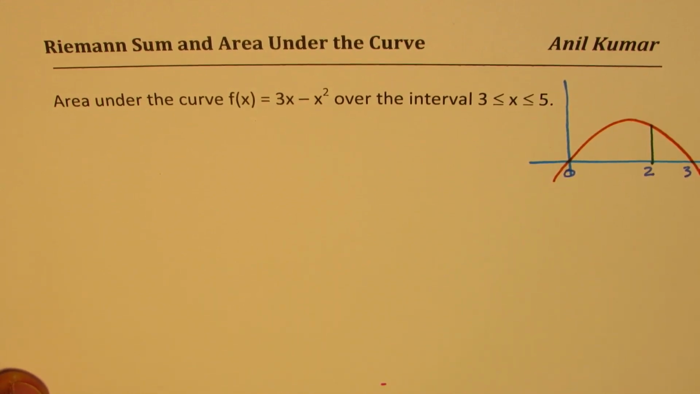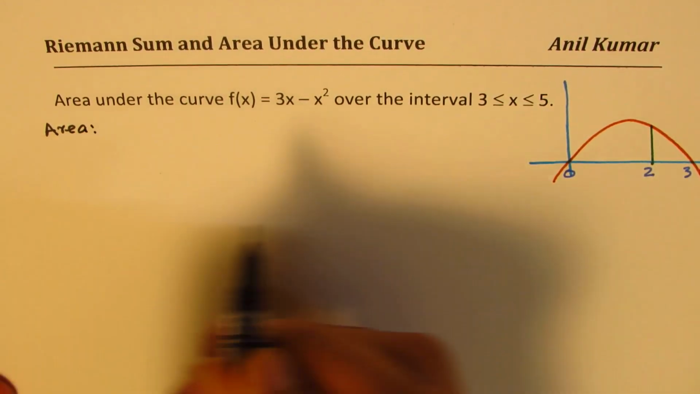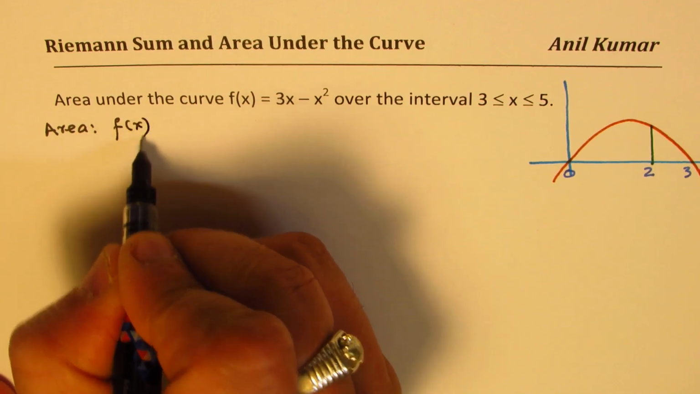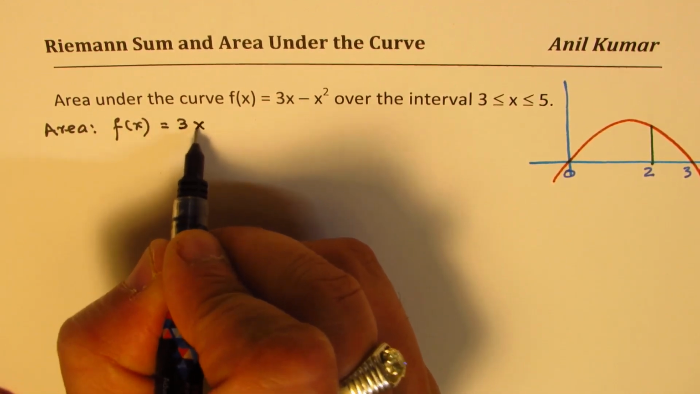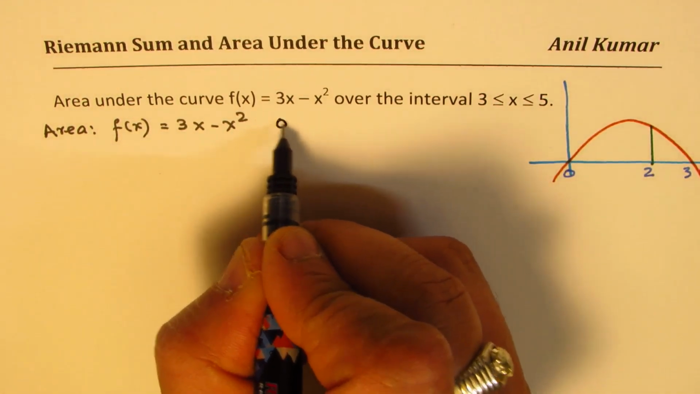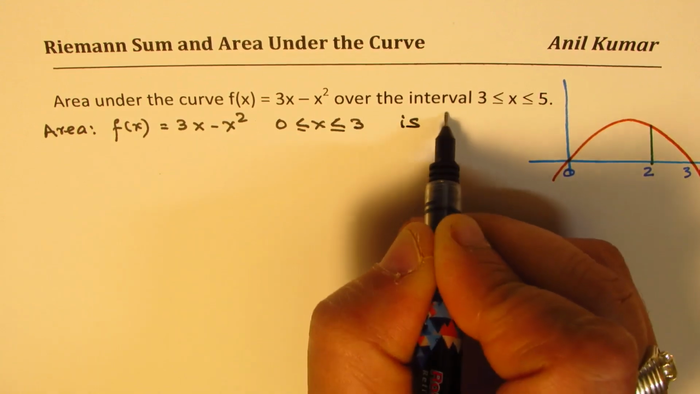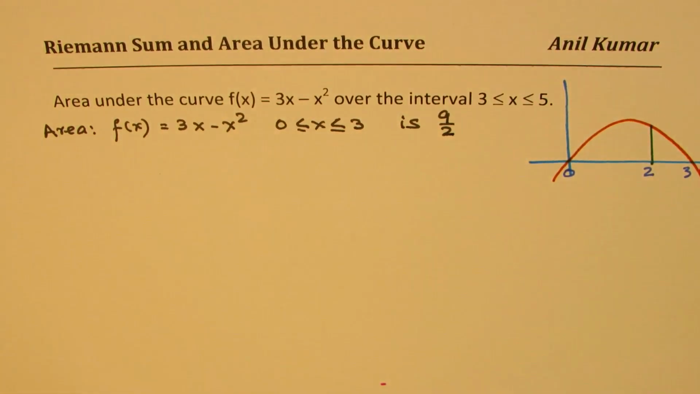So how can you find this area? Well, what we really know is that the area of this function f of x, which is 3x minus x squared, when the interval is from 0 to 3, is 9 by 2, correct?